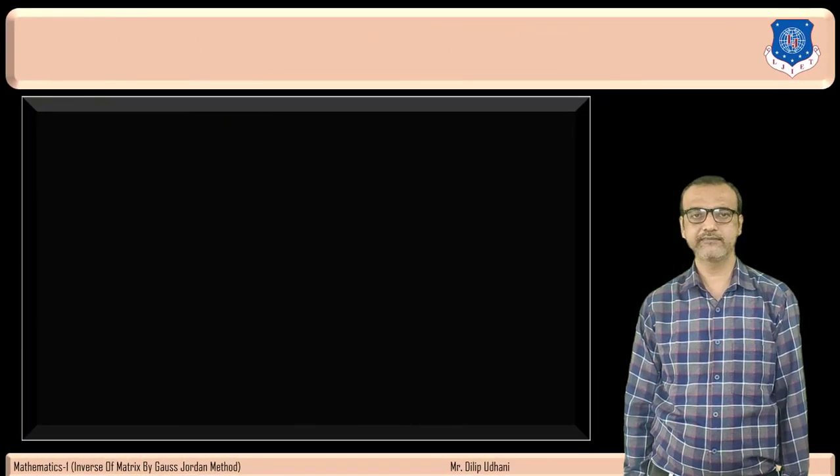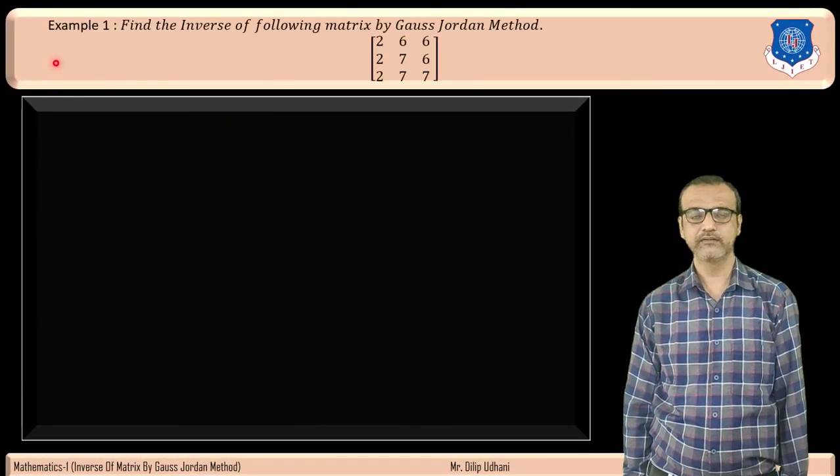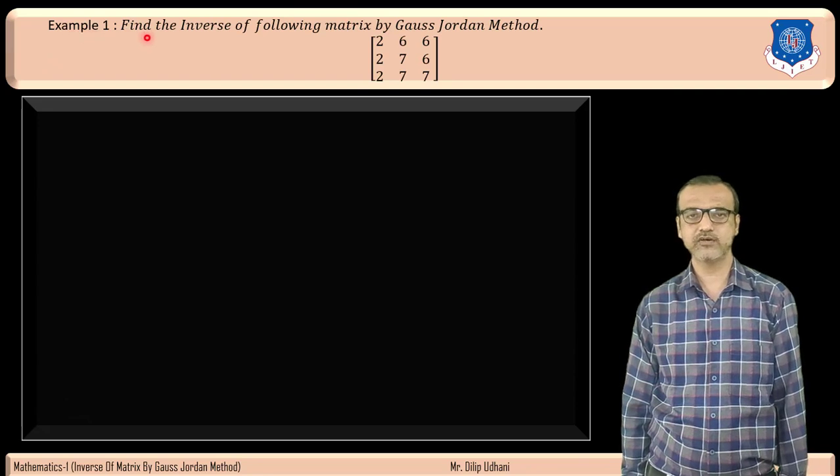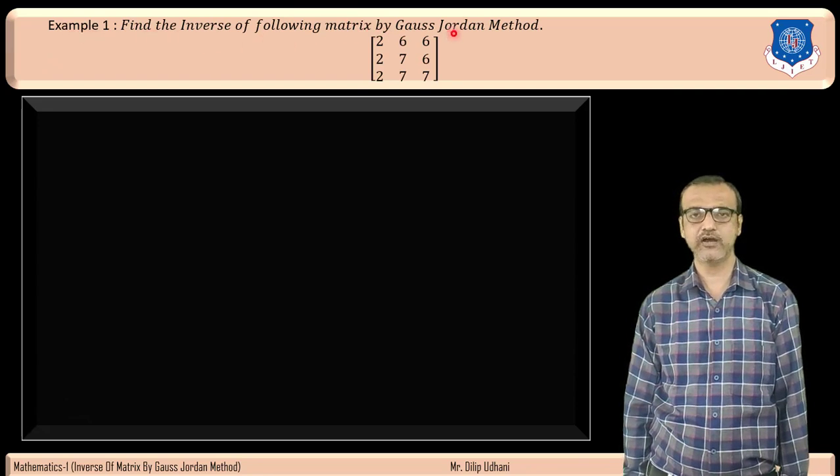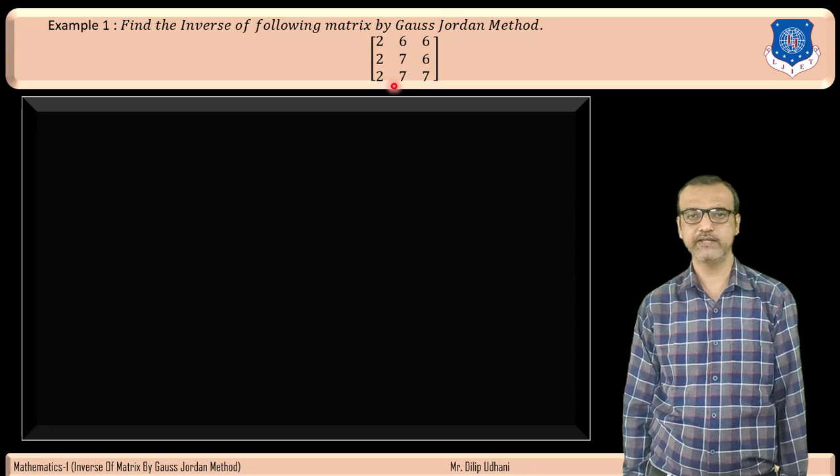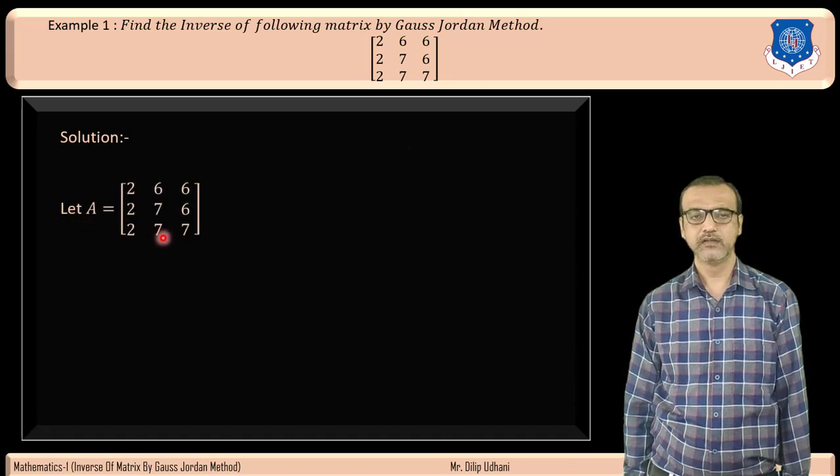Now we will see one example related to this topic: find the inverse of the following matrix by Gauss-Jordan method. The given matrix is 2, 6, 6, 2, 7, 6, 2, 7, 7. Let A be the given matrix. First of all, we will check whether the given matrix is non-singular or not. For that purpose, we will find its determinant.